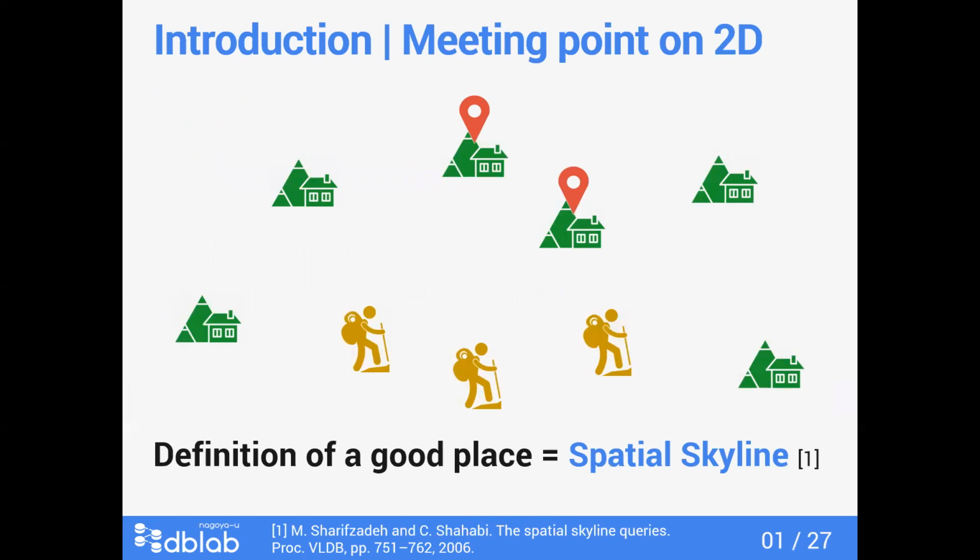First of all, let's consider the decision of the meeting place on the plane. There are several candidate points and several people standing on the plane, and we need to find a good place for all of them based on the distance. A spatial skyline query has been proposed to solve this problem.